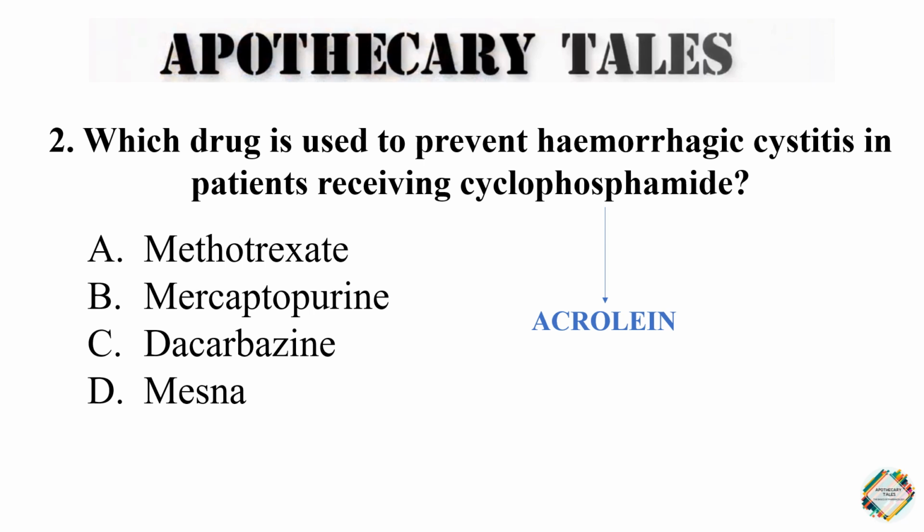So, among the options given here, the apt option would be mesna, because mesna is usually inactive in nature, which has no antineoplastic activity, but it gets active in the urine. It is capable of binding with this acrolein, which is responsible for affecting the bladder mucosa, and thereby causes the faster elimination of acrolein from the body. Thereby it reduces the chance of hemorrhagic cystitis caused by cyclophosphamide. So therefore the answer for this question is mesna.